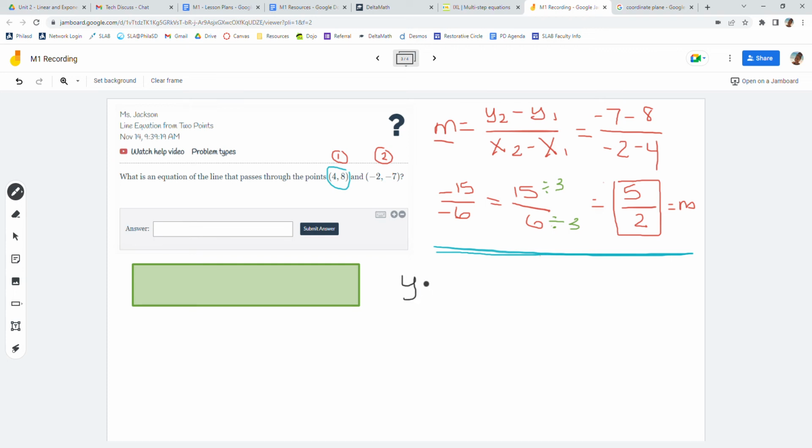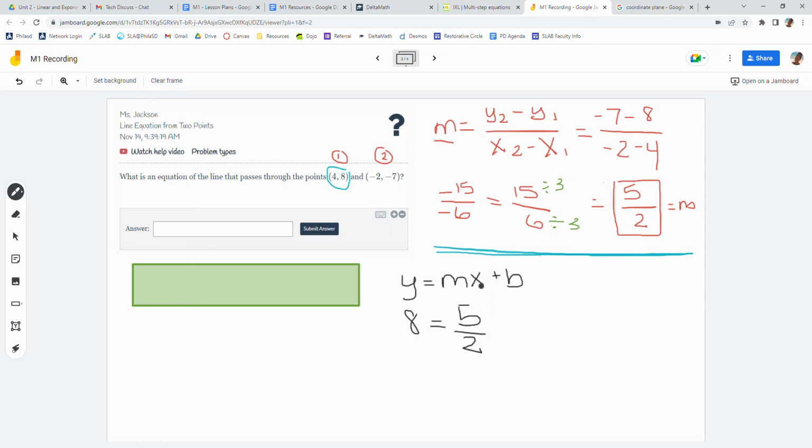y is equal to mx plus b. That's always the equation for a line. And I always just start by writing the generic equation. Then I plug in what I know. Well, I know my m is 5/2. And I'm going to take the x and y from one of the points, it doesn't matter which one, and plug the x coordinate in for x and the y coordinate in for y. So since I chose the point with 8, my y coordinate is 8, is equal to 5/2.